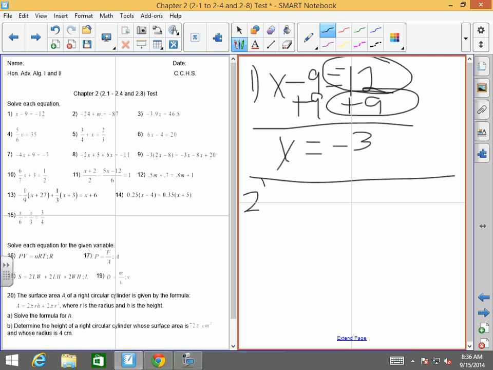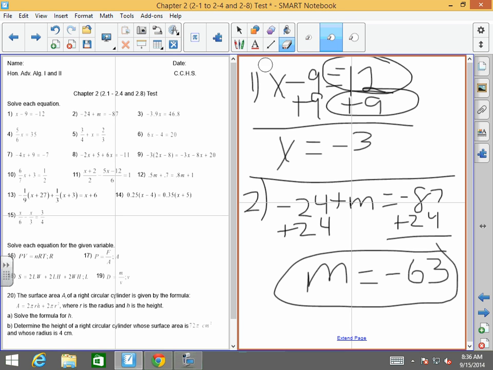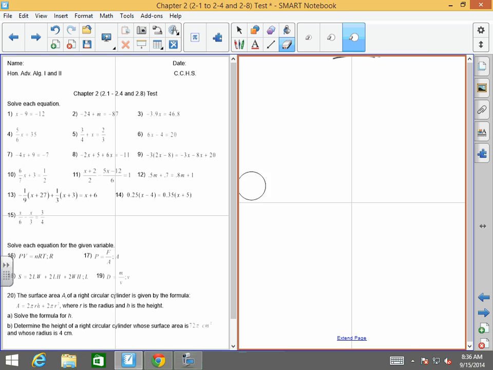Okay, number 2. I've got negative 24 plus m equals negative 87. I'm going to get rid of this negative 24 by adding 24 to both sides. So m will equal negative 63. Once again, you have a negative and a positive. When you're adding opposite signs, you subtract them as normal and keep the sign of the largest absolute value, please. All right.